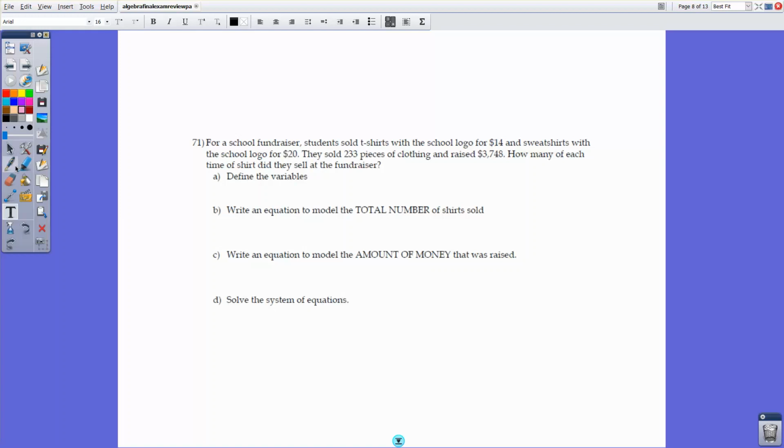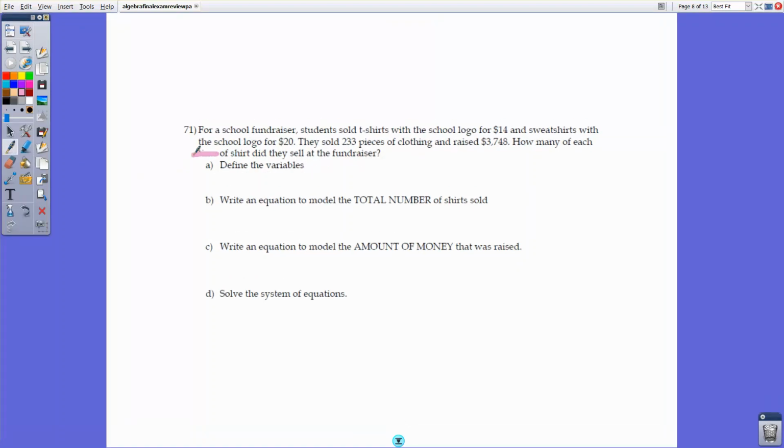Type of shirt? Oh boy, typos. Typos. Type of shirt. Sorry. Okay. Did they sell at the fundraiser? I did not write this review, just full disclosure.